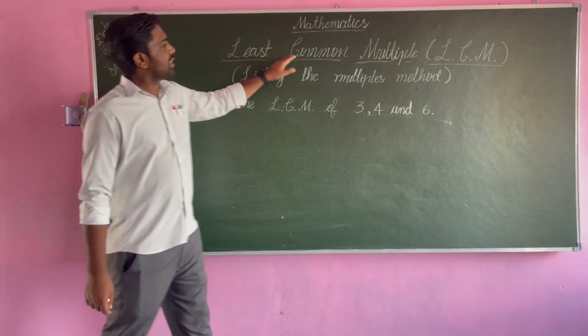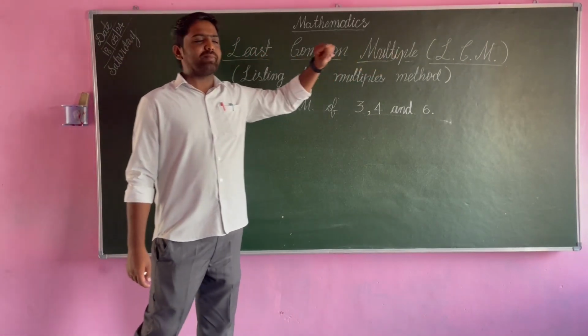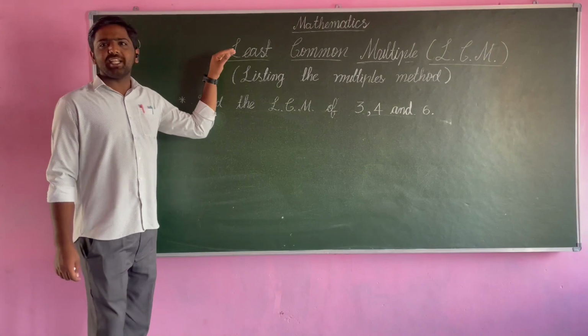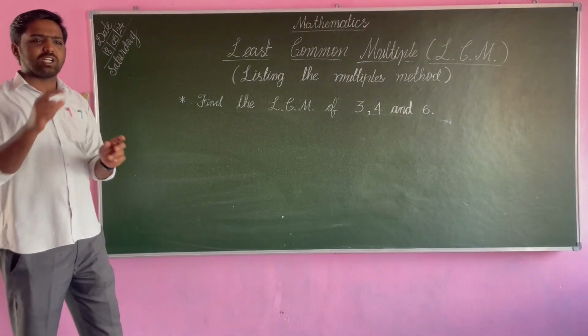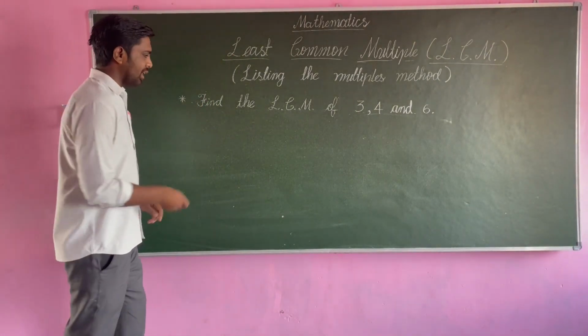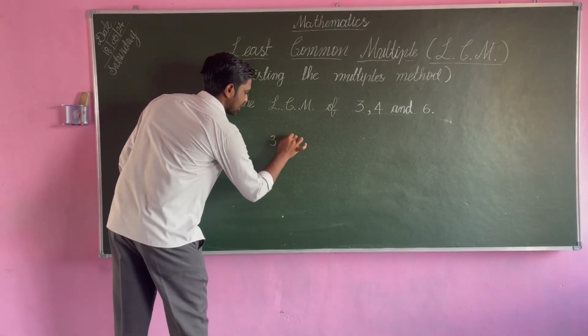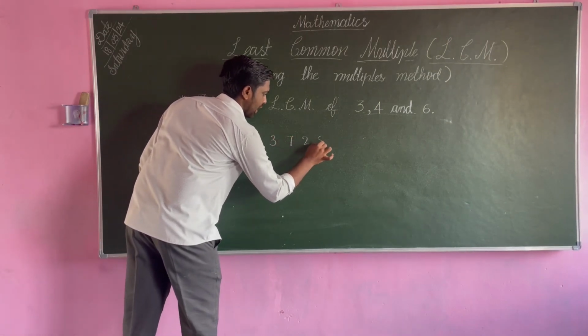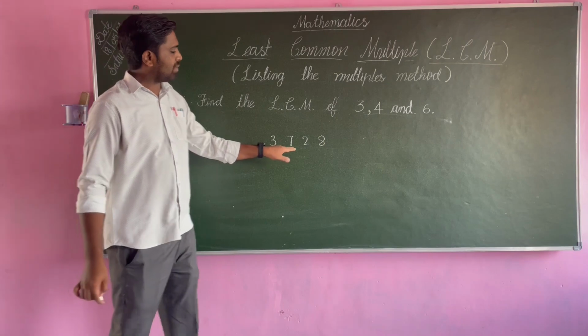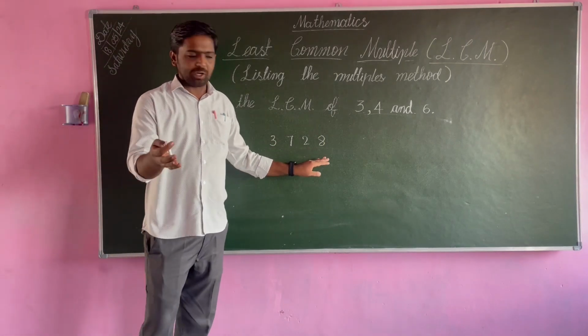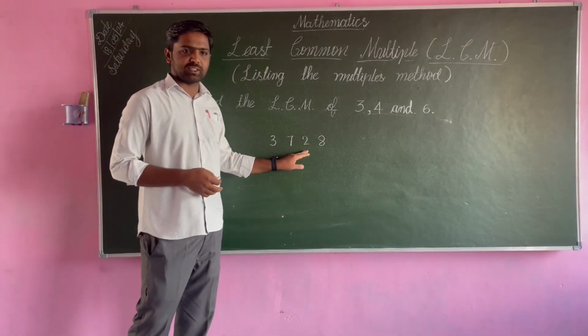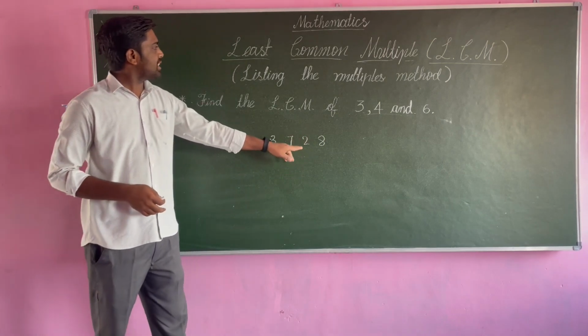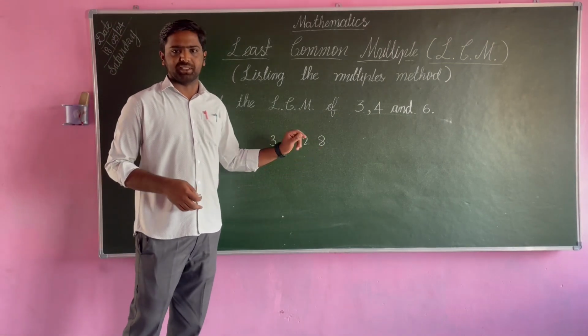Let's break down these words and think what it means. Least. Least means smallest amount, or smallest number. For example, 3, 7, 2, 8. Which is the smallest number in these numbers? Of course 2. 2 is the smallest number. We can say 2 is the least number in these numbers.